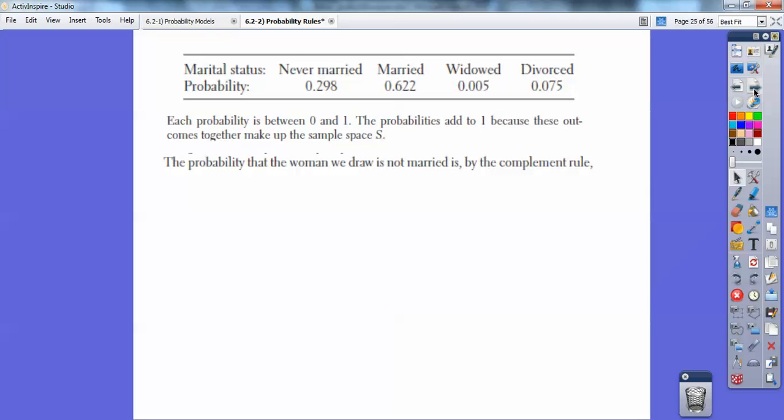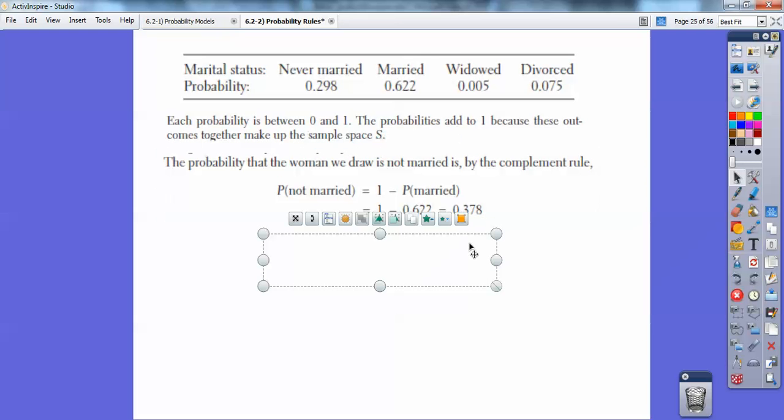Probability that a woman we draw is not married, we can use the complement rule, but check this out. Not married would count never married, or widowed, or divorced. If you added all those up, you get the same as doing this right here. The complement rule is just subtracting off the people that are married. It's quicker just to do it that way. And 1 minus 0.622 is 37.8%.